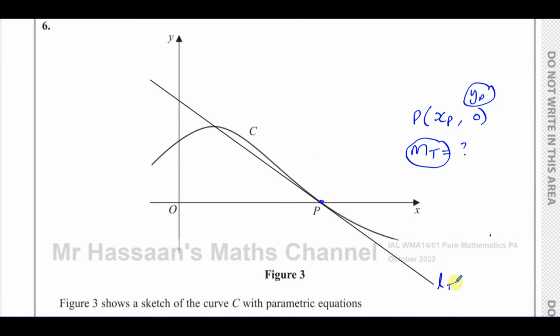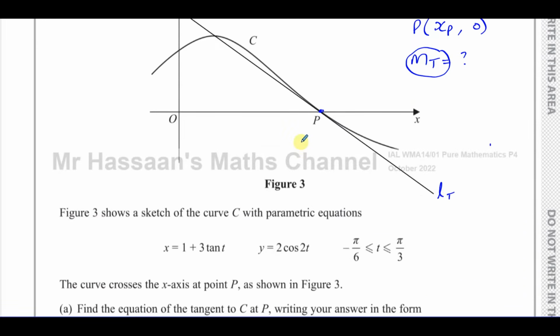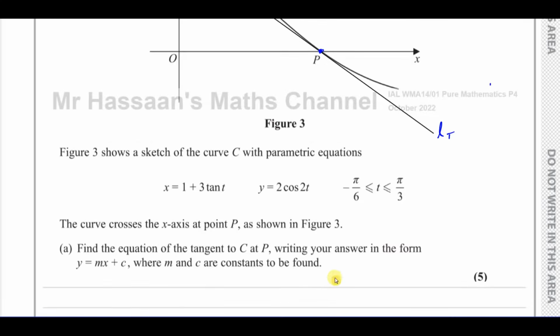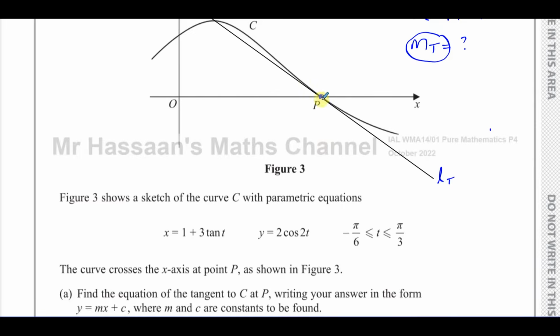Okay, so this is the line which is the tangent to the curve. So how do we go about finding these things? I need to find the x coordinate at this point P. I don't have the value of t at the point P. They didn't tell us, they didn't say at P, t is equal to such and such. So we need the x coordinate of the point P.